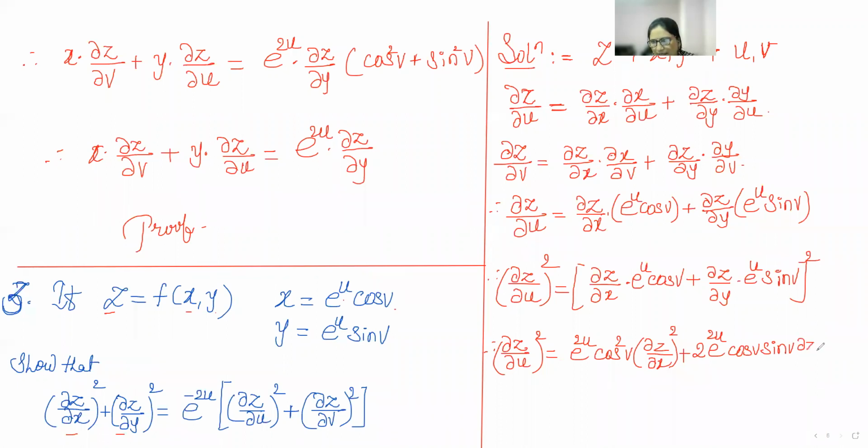Dou z by dou x into dou z by dou y plus third term b square. So it is e raised to 2u into sin square v into dou z by dou y bracket square.